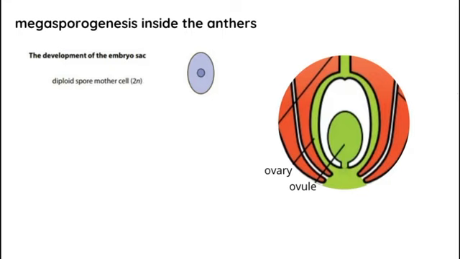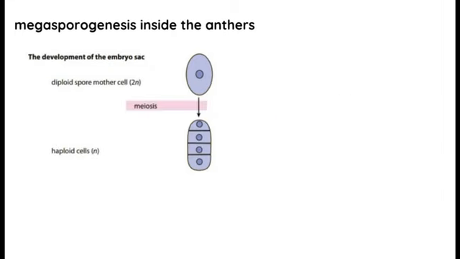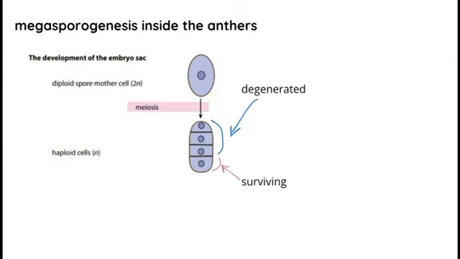Now let's talk about the synthesis of female gametes, which is called megasporogenesis. Inside each ovule, a large diploid megaspore mother cell develops. This cell divides by meiosis to produce 4 haploid megaspore cells. 3 cells degenerate, and only one surviving haploid cell develops into an embryo sac.